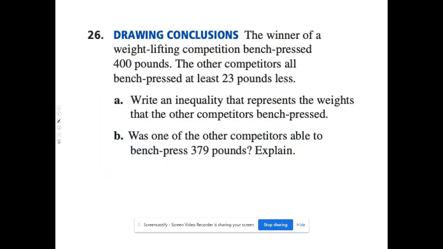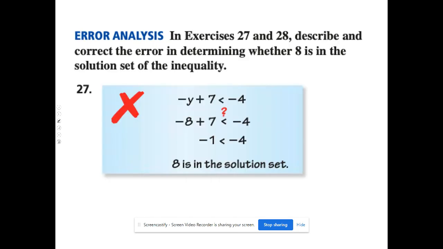This example, we'll take a look at in class, dealing with an application type problem, as well as the error analysis we'll look at in class as well.